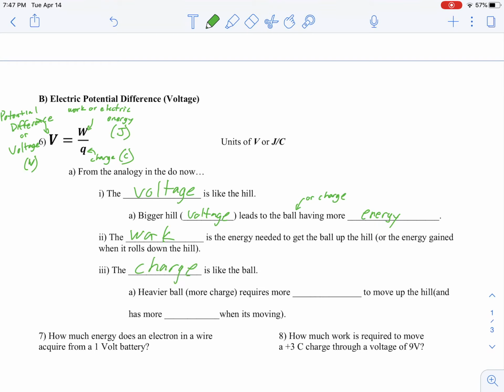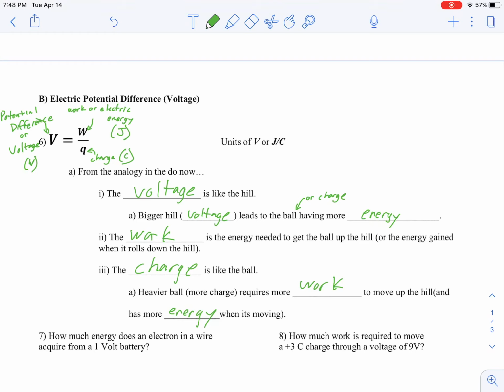And charge is like the ball, okay? The heavier the ball, i.e. more charge, requires more work, or more force, I will say more work, to move up the hill, and has more energy when it moves. Okay, if you recall, potential energy is mgh. More mass, more potential energy. This works the same way.